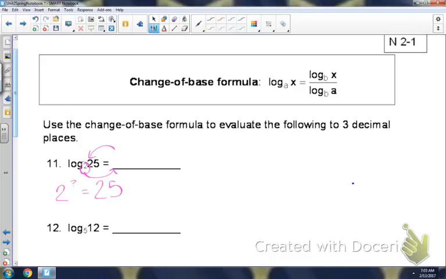You're going to be taking the log. You're going to write your b as your base 10. And then we're going to take the log of x over the log of the original base. So I would set number 11 up as log, I don't need to write base 10 because that's just the common log, of 25 over the log of your original base, which is 2.